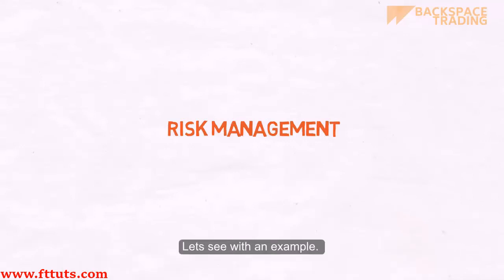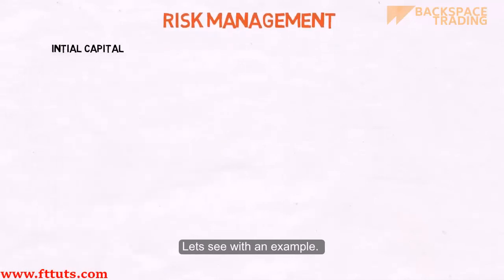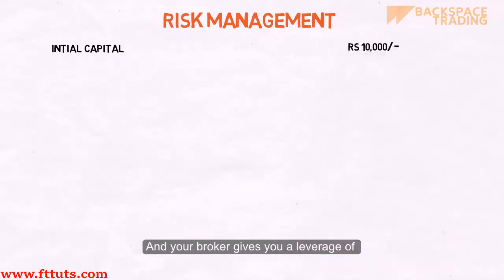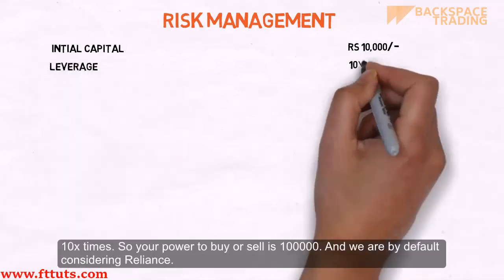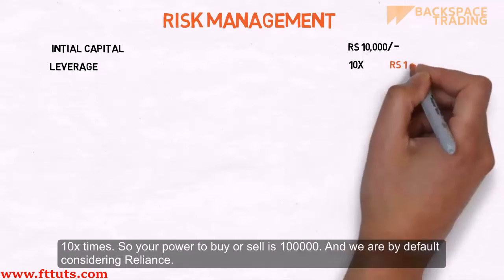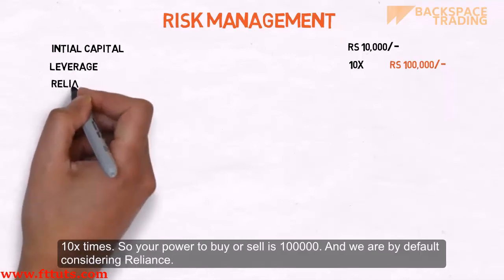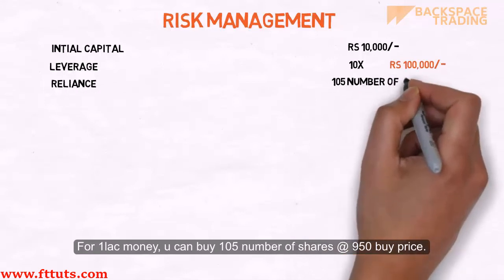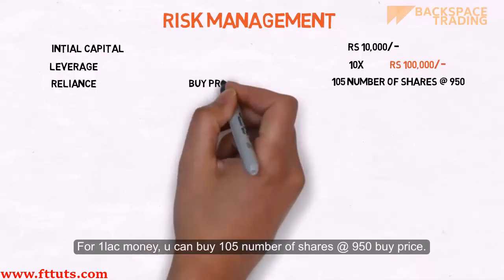Okay, let us see this with an example. You have the initial capital as usual, 10,000, and your broker gives you leverage of 10 times. See, you just learned it. So your power to buy or sell is 1 lakh rupees, and we are by default considering Reliance. For 1 lakh rupees, you can buy 105 shares at a buy price of 950.